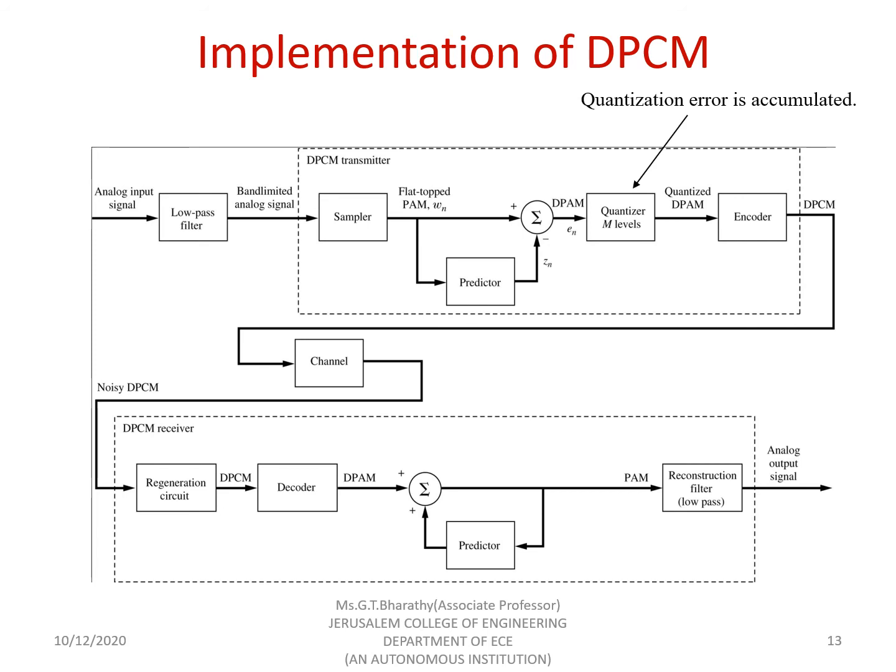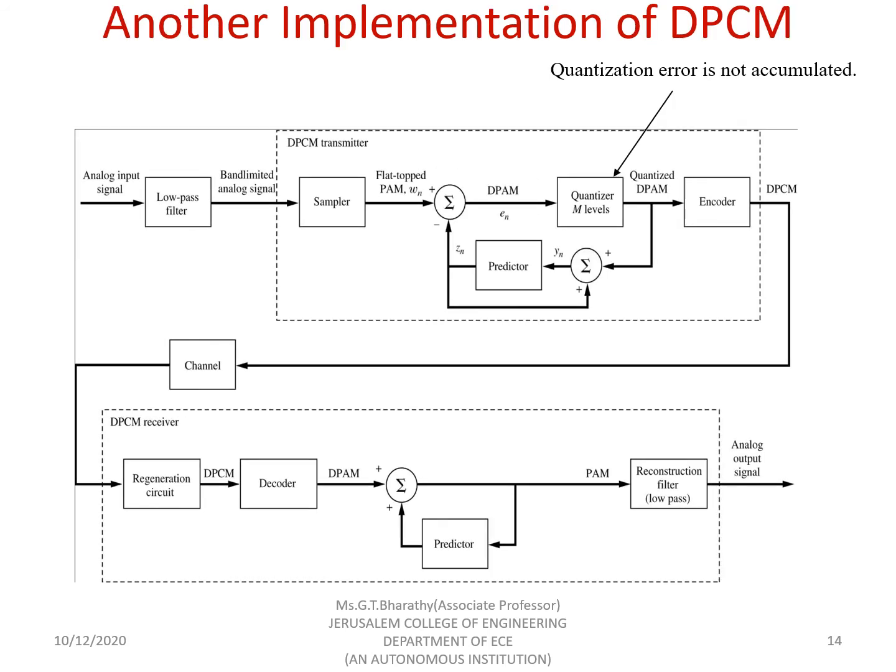To overcome this, we go for another implementation of the same concept. This is another implementation of the same DPCM, where the predictor will predict the signal based on the quantized output also. So in this case, the quantization error will not be accumulated, since the prediction is going to be based on the quantized input also. The receiver part will remain the same.